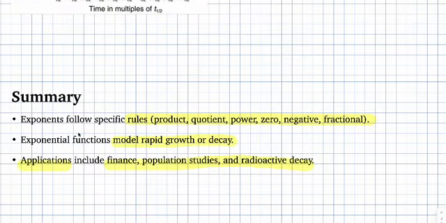So in summary, exponents follow specific rules: product, quotient, power, zero, negative, and fractional. Exponential functions model rapid growth or decay. Some applications include finance, population studies, and radioactive decay.